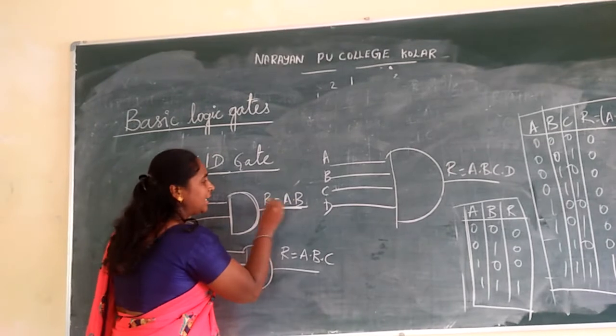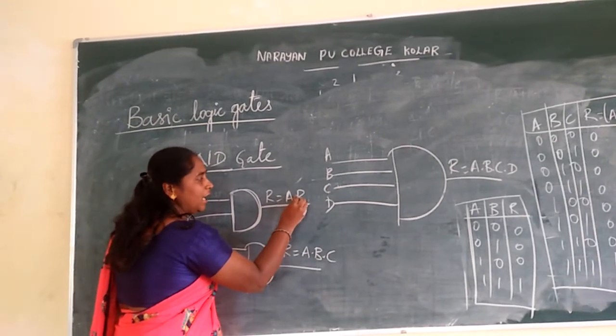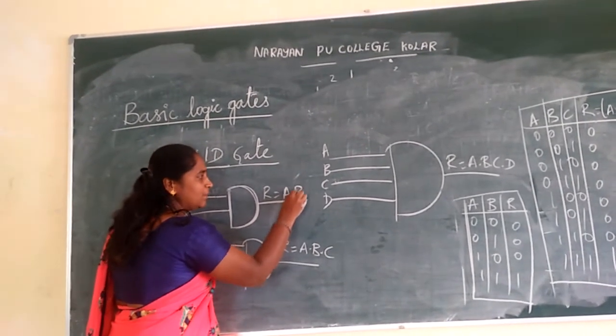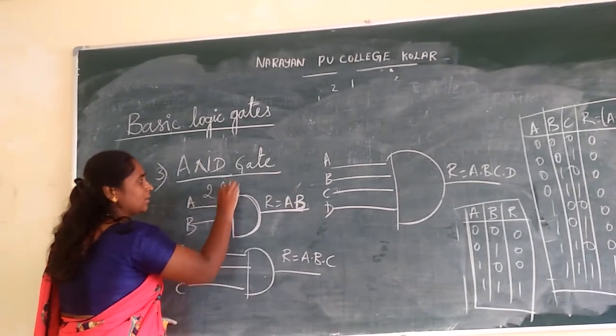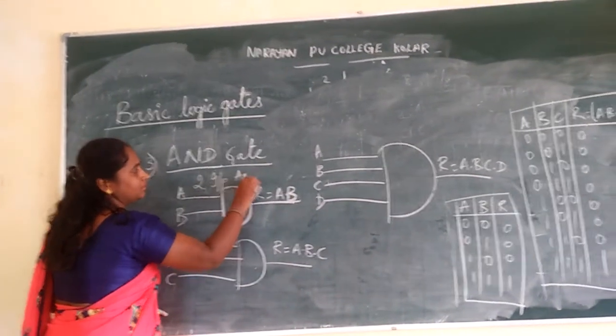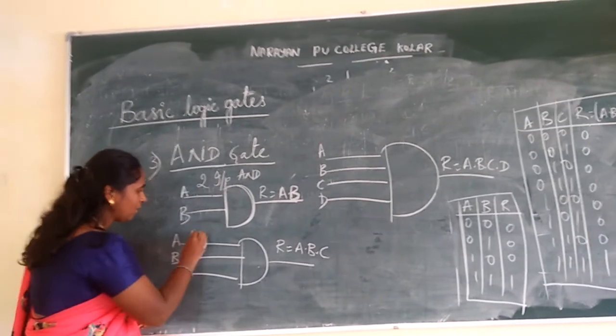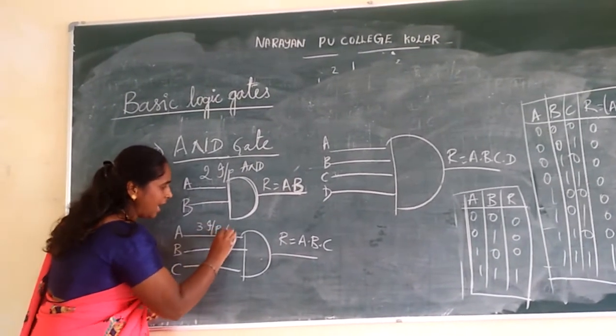This is nothing but R is the result. We are going to perform A into B. The logical multiplication is being performed. This is for 2 input AND gate.